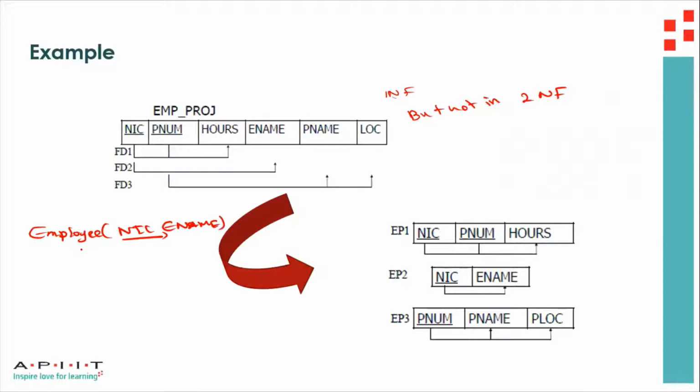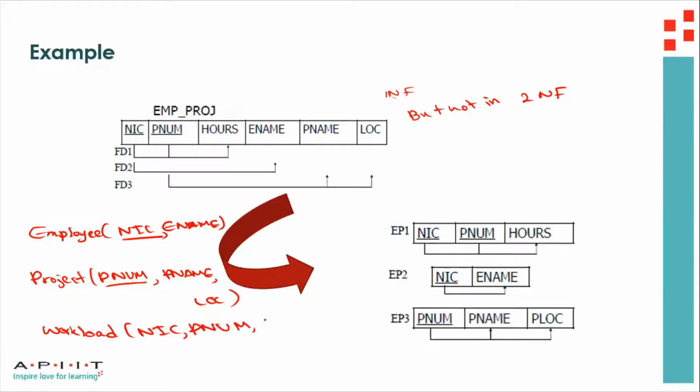Okay, so we would have an employee relation, and we would have another relation called project, right? For project, we need to have PNUM, that means the project number, and PNAME, that is the project name, and the location, right? And here we have hours as well, working hours. So that means we could have another relation called workload, right? There, we need to have who worked, that means we can identify it from the NIC, on which project, that means PNUM, and hours.